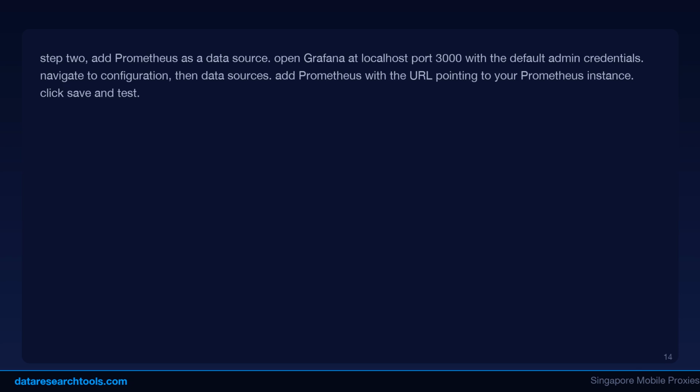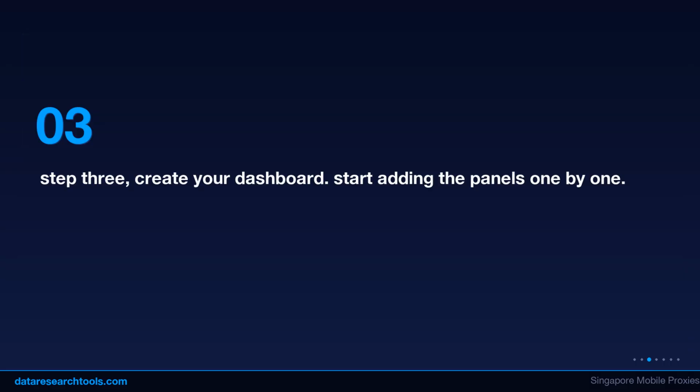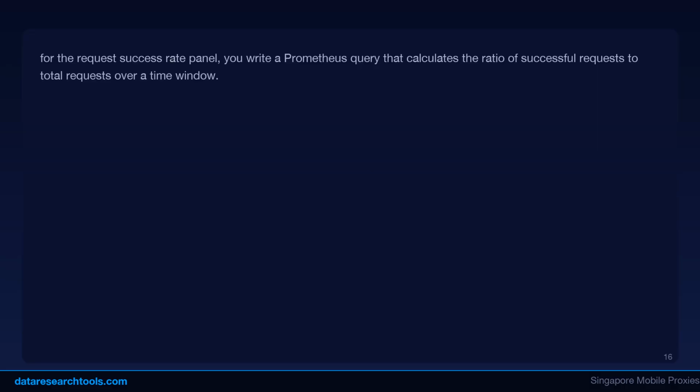For Grafana dashboards, the essential panels include an overview dashboard showing total requests, success rate, and error rate over time, a proxy performance dashboard comparing success rates across different proxy pools, an error analysis dashboard breaking down errors by type, a cost dashboard tracking spend versus data collected, and a target site dashboard monitoring specific websites you're scraping.